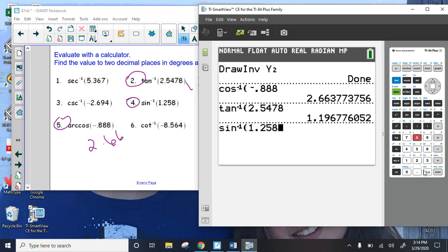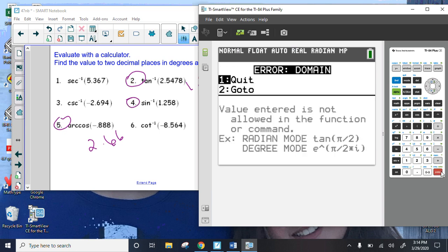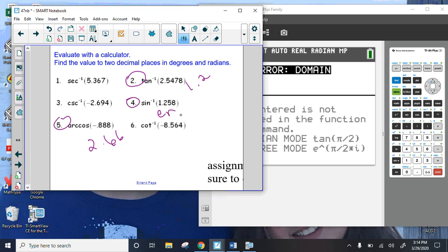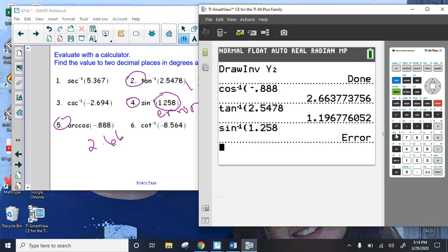Think a little bit what you think the answer is going to be before you actually do it. Hopefully it didn't just surprise you that it's an error. It's an error because sine has to be between 1 and negative 1, and it's not. So no such angle exists. Okay, so now let's go do number 1 and number 2.